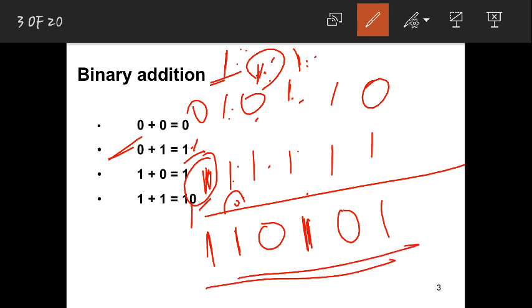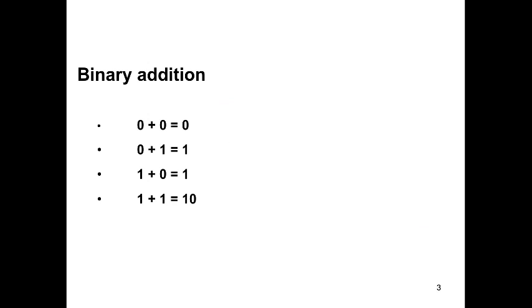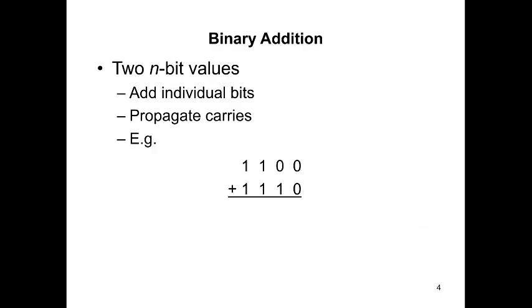So this will be a binary addition when you get a carry. Same way for subtraction, but you will borrow from the other number, the same way as you do in decimal. We will see an example on this. See, two n-bit values we have taken, that is 1100 and 1110. Add individual bits, propagate carries.